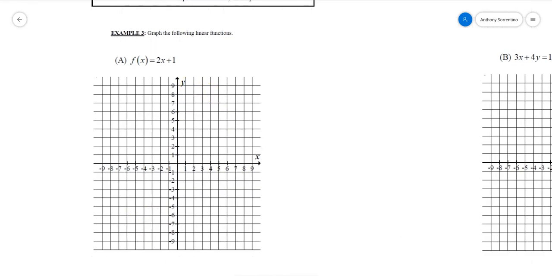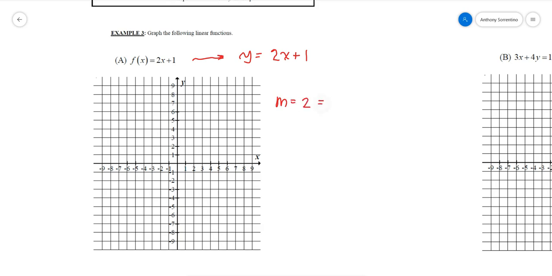When I look at this, this is in the right format. The only thing that's different is instead of saying f of x, we're just saying that y equals something. But don't let that throw you. Remember, y is the same thing as f of x. Y equals 2x plus 1. Same thing. That means that the slope is 2.